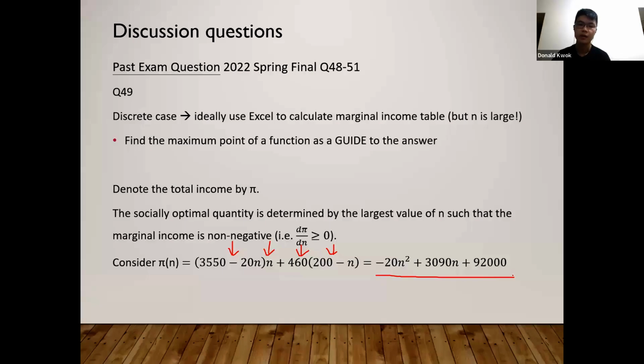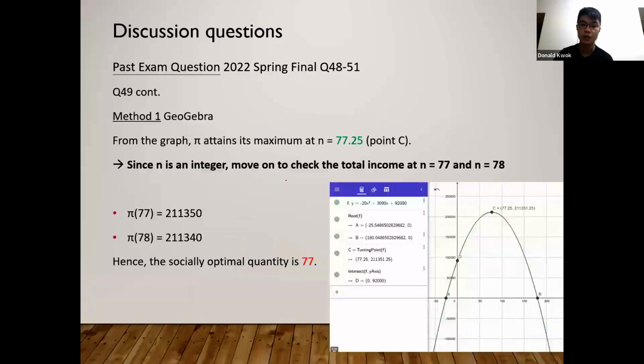Okay. All right, so remember what we have discussed in chapter 6. In that chapter, I introduced the four methods of unconstrained optimization to you. So we are going to apply the techniques here. The first method is to use GeoGebra. What we need to do is to type the quadratic function directly in GeoGebra and then find the maximum point. And as you can see, the total income is maximized at n equals 77.25.